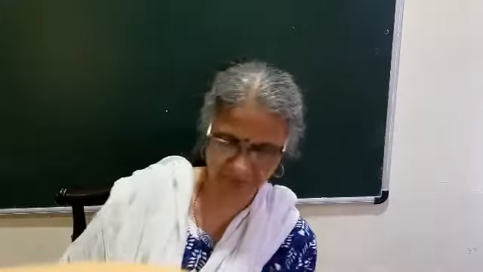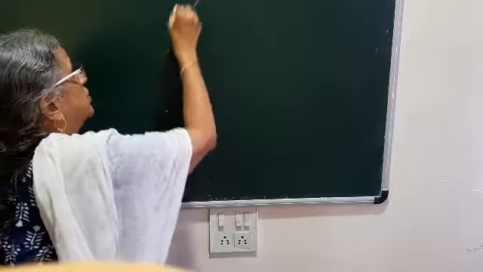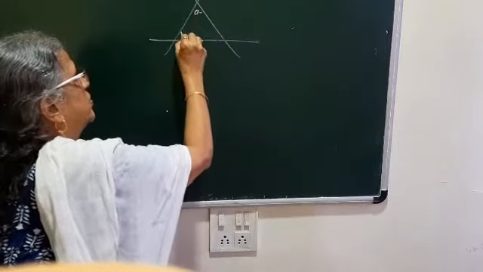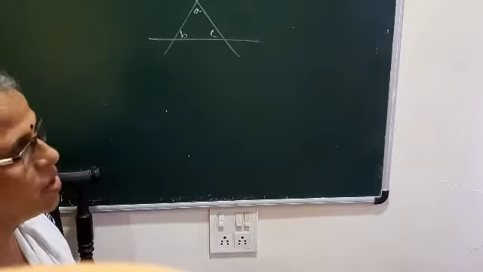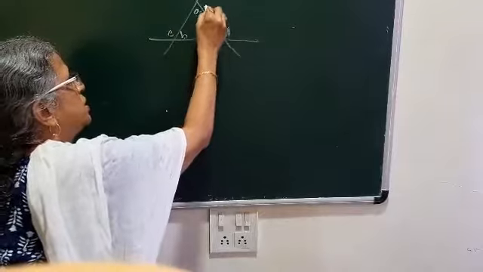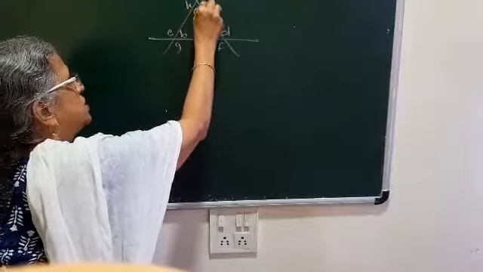We are going to start the third chapter, geometry, triangles. So first, whenever we have any triangle, if we mark the angles A, B, C, then A, B, C are called internal angles. Then suppose these are D, E, F, G, H, I.